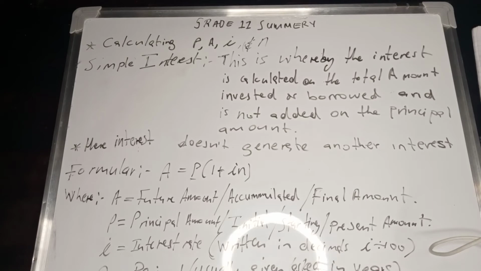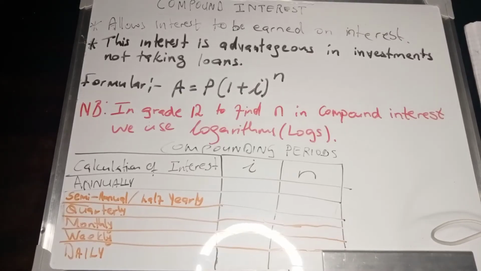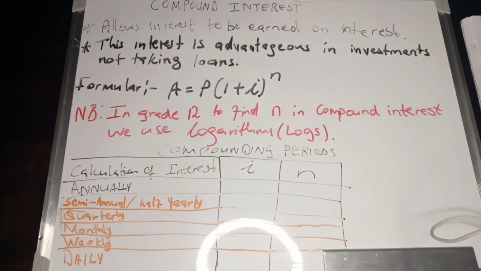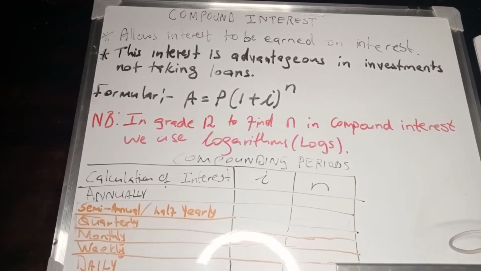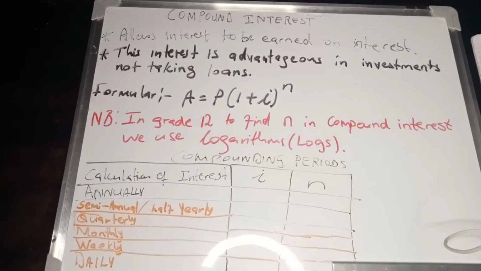Now let's create a room and go to something else. This is nothing but the introduction and also the summary. Now let's move to the compound interest.